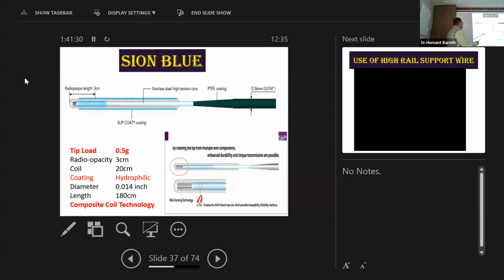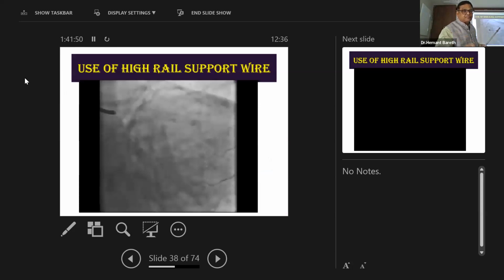Tip load 0.5, radiopaque segment 30 millimeters, coil length 20 centimeters, 200 or 180, hydrophilic coating, over a quarter inch diameter, and composite coil technology. This is composite coil technology, but I will not spend time here because this is what we will discuss when we discuss the CTO wires.